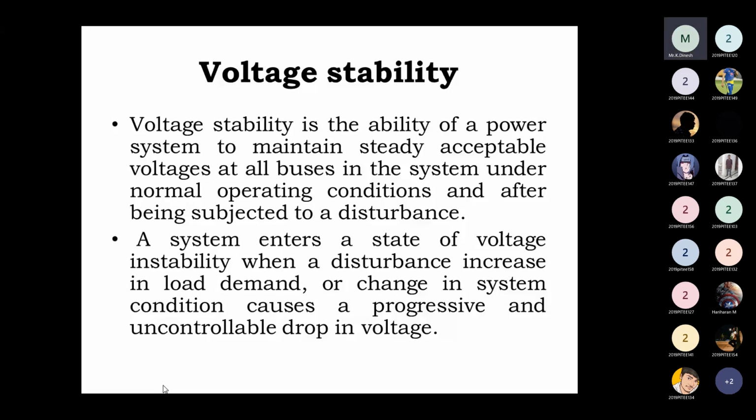In case of industries, in case of substations, in case of large power plants, a drop in voltage will cause a major problem. So voltage stability as well as angle stability is much required for power system stability.